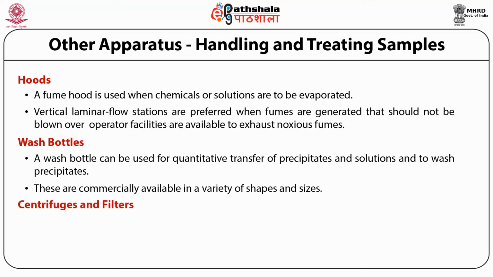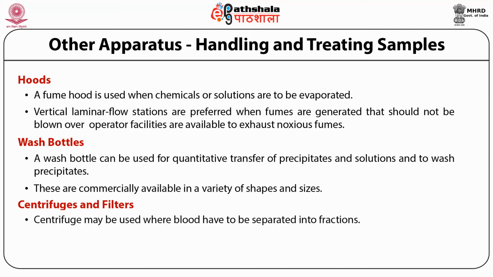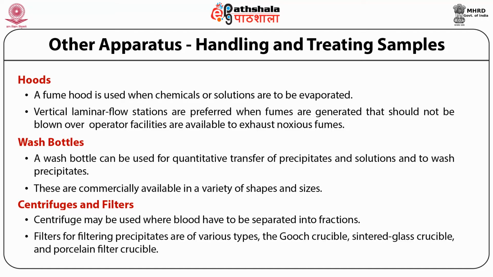Then the centrifuges and filters. The centrifuge has many useful applications, particularly in the clinical laboratory, where blood may have to be separated into fractions such as serum or plasma, and proteins may have to be separated by precipitation followed by centrifuging. Filters for filtering precipitates are of various types. The Gooch crucible, sintered glass crucible, and porcelain filter crucibles are commonly used.